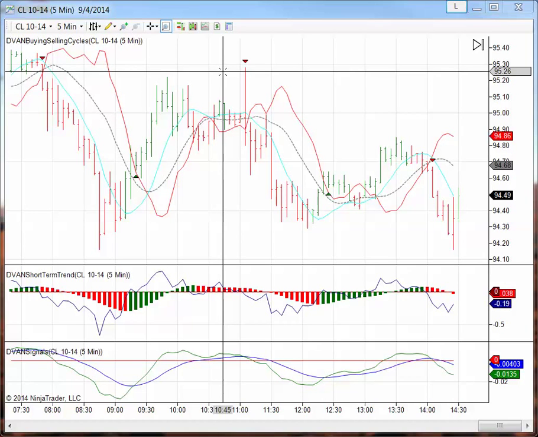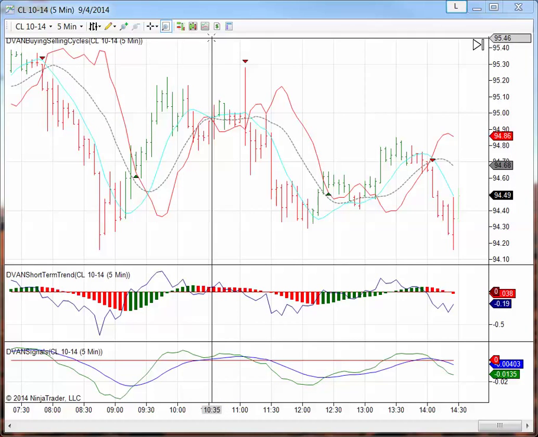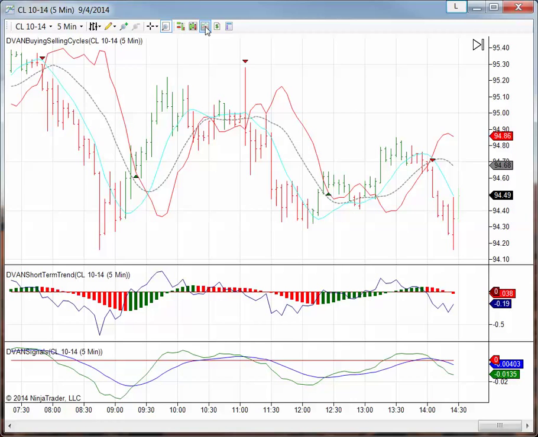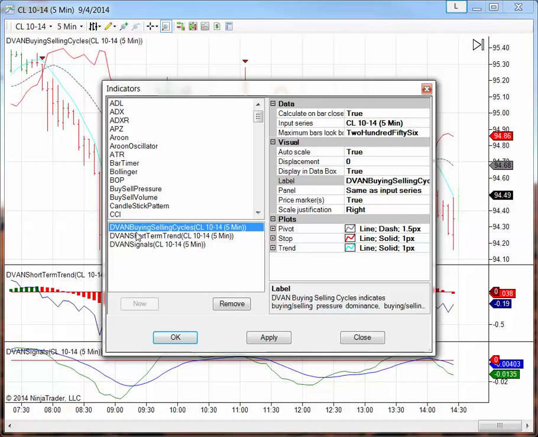Today we're looking at a crude oil futures chart on a 5-minute basis. We're on our NinjaTrader platform using the divergence analysis indicators. Those are DVAN buying selling cycles, DVAN short-term trend, and DVAN signals.